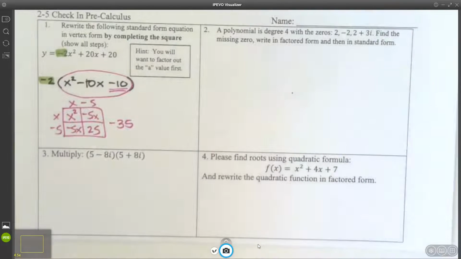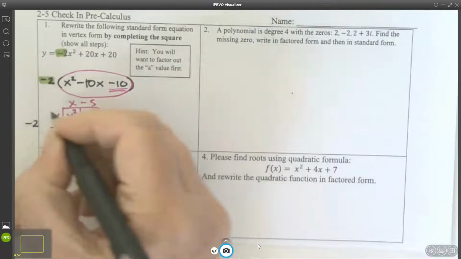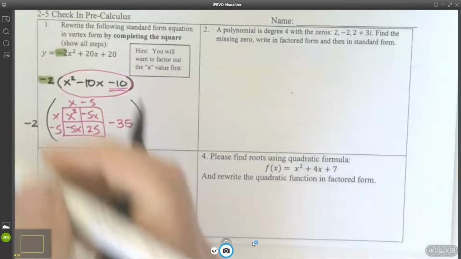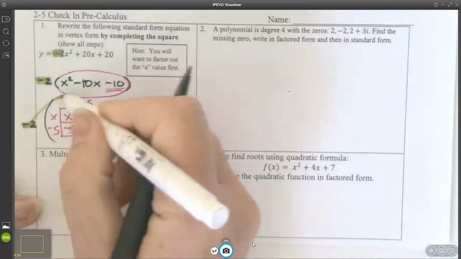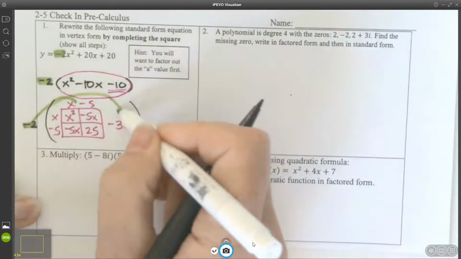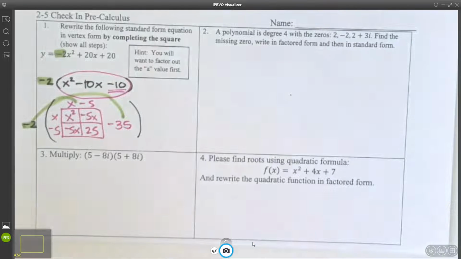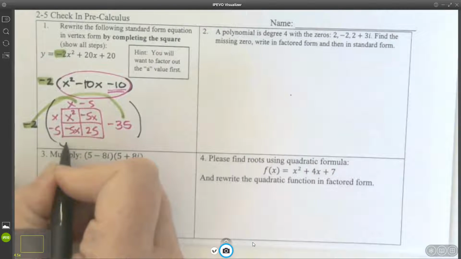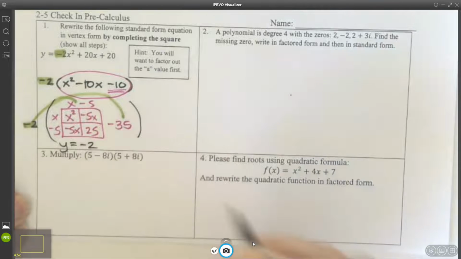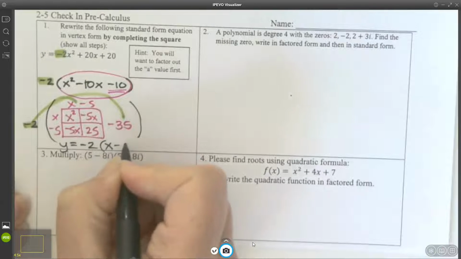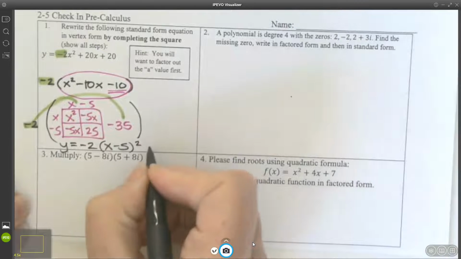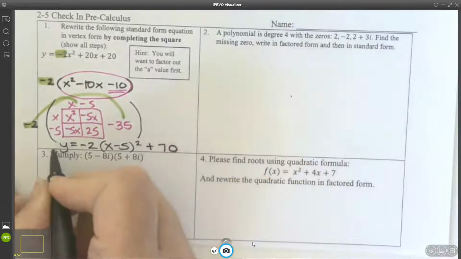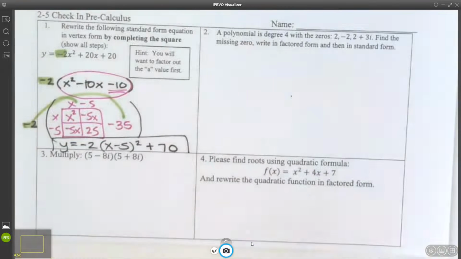And so that -2 is still there. That -2 needs to be multiplied by everything that's inside the parentheses. So I'm going to multiply it by the box, which is my perfect square, and I'm going to multiply it by my second number. And so this equation in the end is going to look like this. Y equals -2 times the perfect square that's in the box. So that's x minus 5 squared. And then I'm going to multiply -2 times -35, which is positive 70. And so this is now that same equation, but written in vertex form.